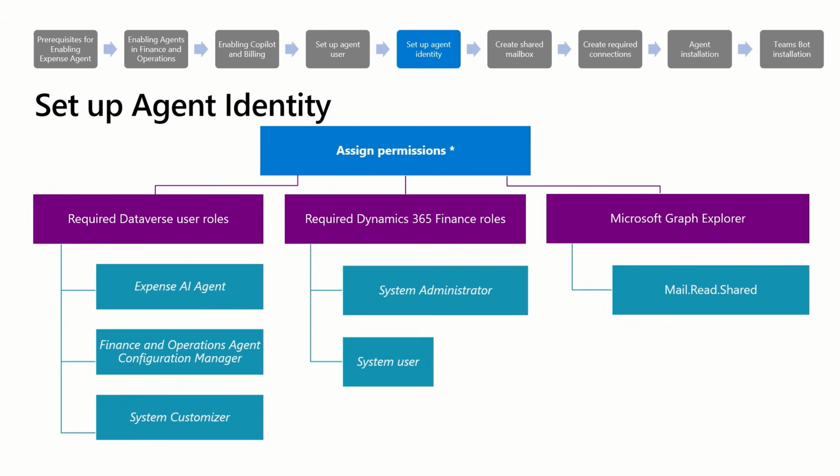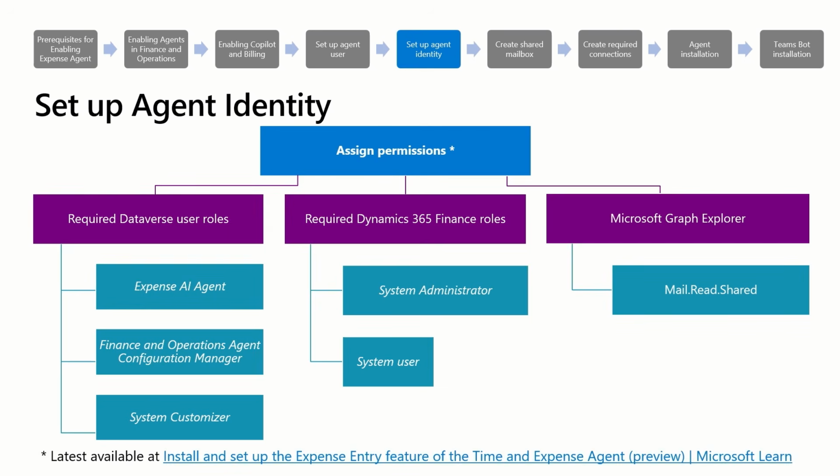In Graph Explorer, provide consent for mail.read.shared permission. Assigning these roles ensure the agent has the right permissions to function correctly across platforms. The latest can be found on the expense agent page in the Learn documentation.